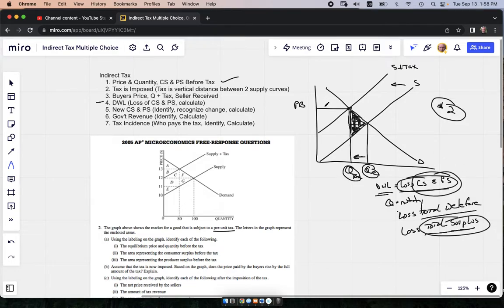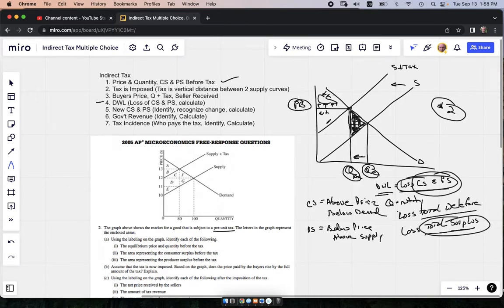We need to recognize that consumer surplus can be defined, or at least being able to identify it, is the area above the price but below the demand curve. So this is our new price that the buyer pays right there. Everything above that is consumer surplus. Everything below demand, this whole area, that triangle, is our new consumer surplus. We can see that it shrank after the tax. Producer surplus is everything below the price and everything above the supply curve.